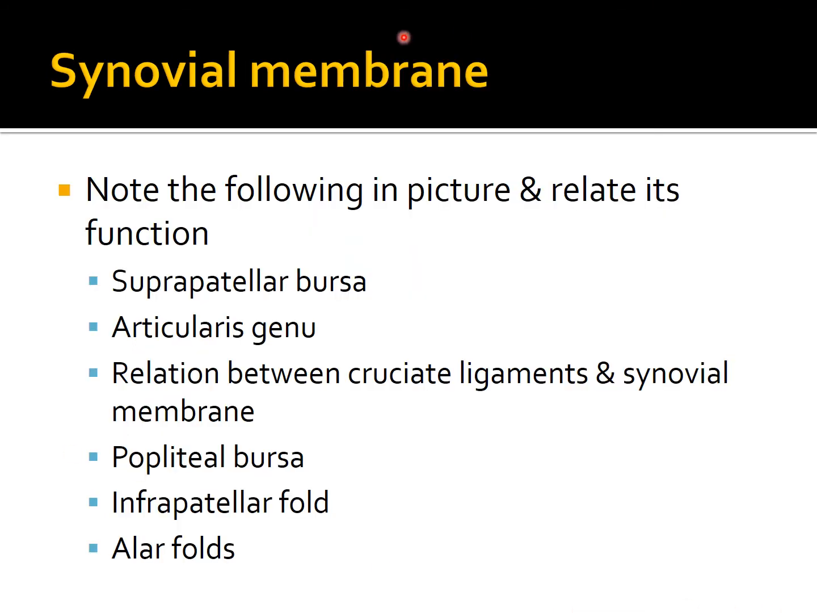Now there are various other things which are referred to the knee joint. Some of the important parts are the suprapatellar bursa, a bursa which is present above the patella. The articularis genu, a small muscle, I will just show you in the next picture. The relationship between the cruciate ligaments and the synovial membrane, I will describe this too. The popliteal bursa, a bursa which is present in the popliteal fossa, the infrapatellar folds and the alar folds.